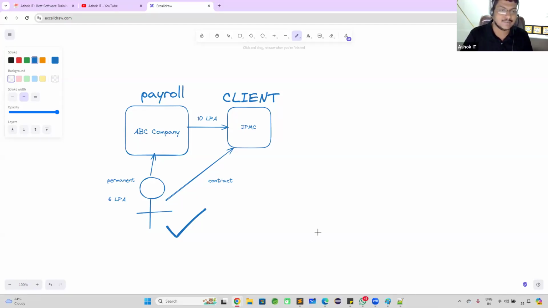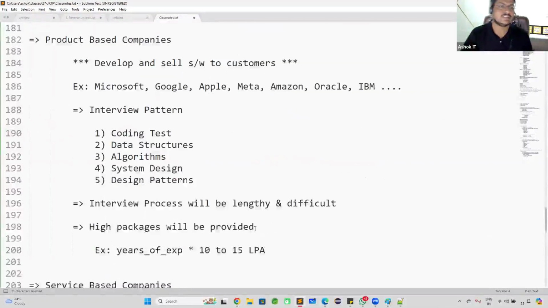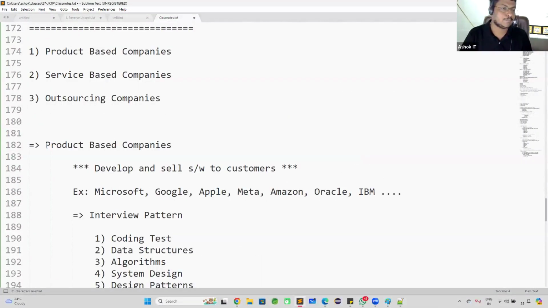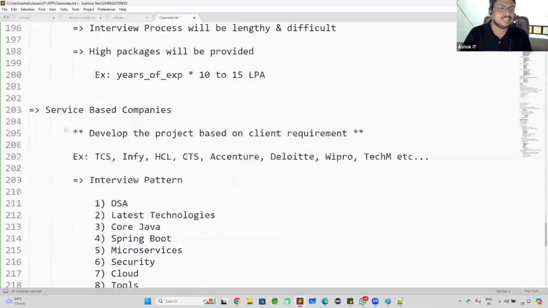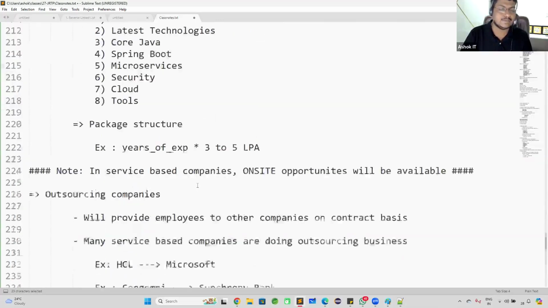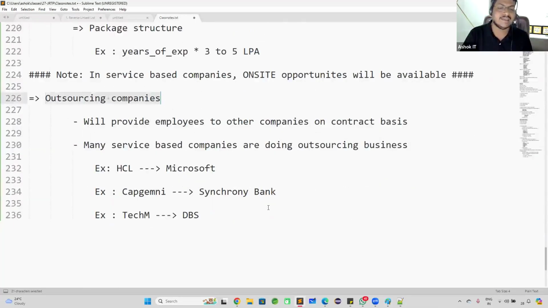Are you guys able to understand what is a payroll company and what is a client company? The company providing the salary to you is called your payroll company. The company whose project you are working on is called your client. Are you getting my point? Are you clear with the three types of companies in the IT industry? Product-based companies, service-based companies, and outsourcing companies are all available.